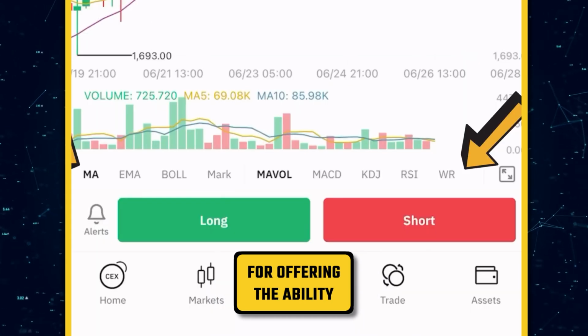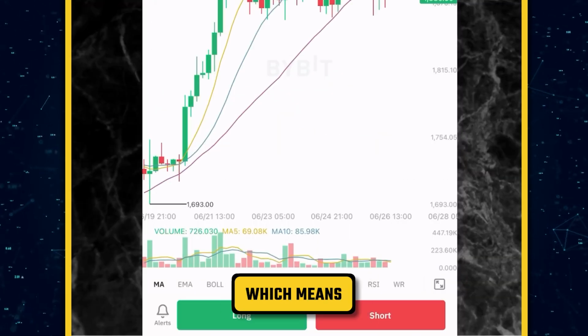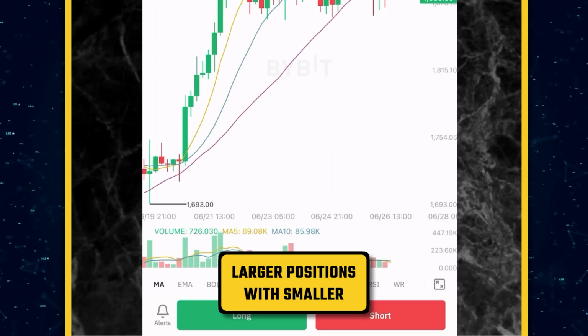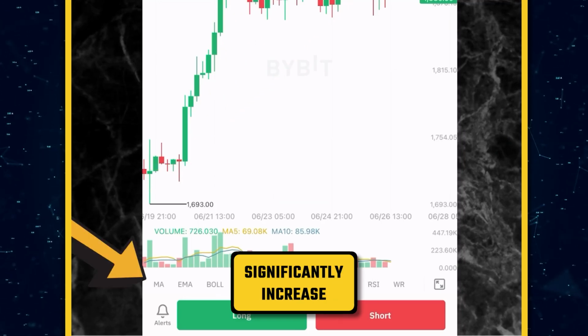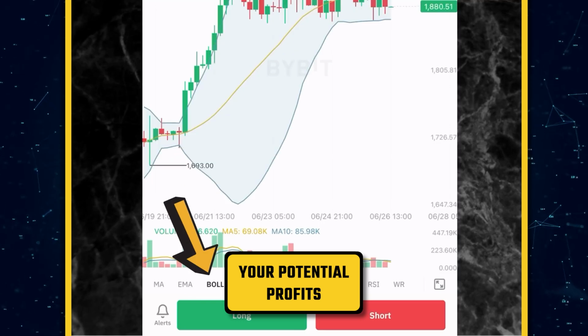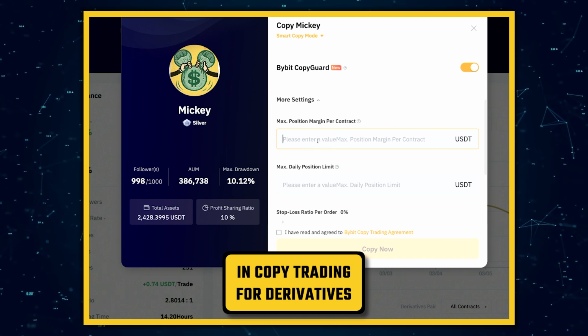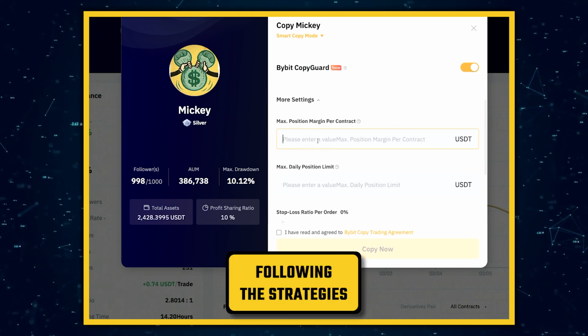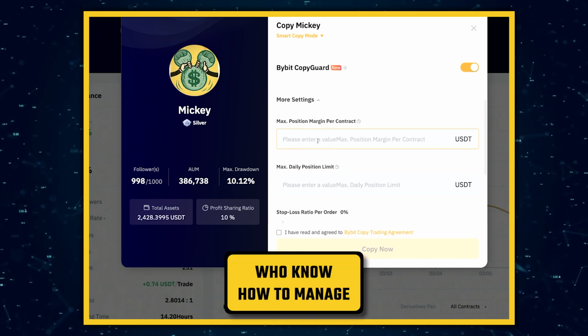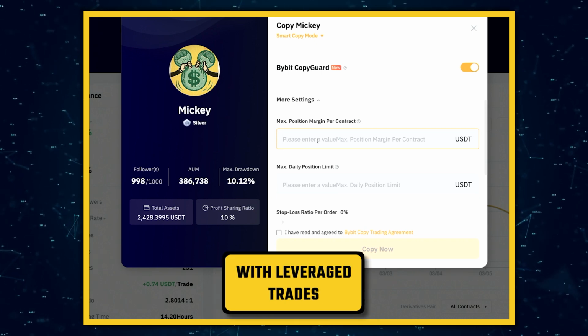Derivatives trading is known for offering the ability to use leverage, which means you can control larger positions with smaller amounts of capital. This can significantly increase your potential profits, but can also lead to larger losses if the market moves against you. In copy trading for derivatives, you are essentially following the strategies of expert traders who know how to manage the risks involved with leveraged trades.